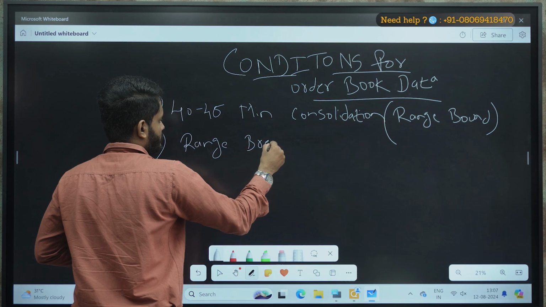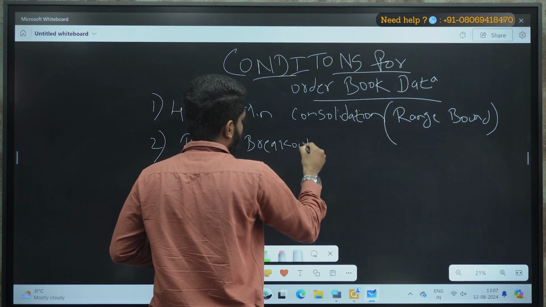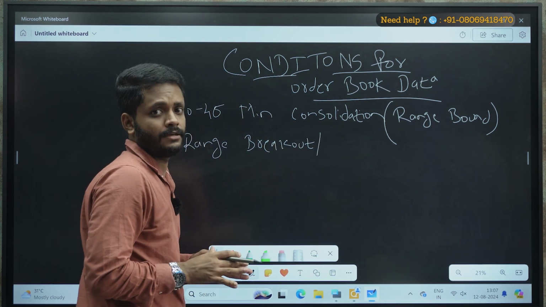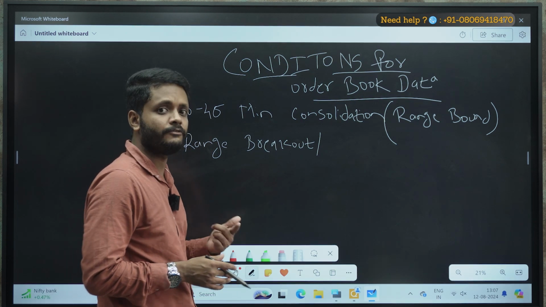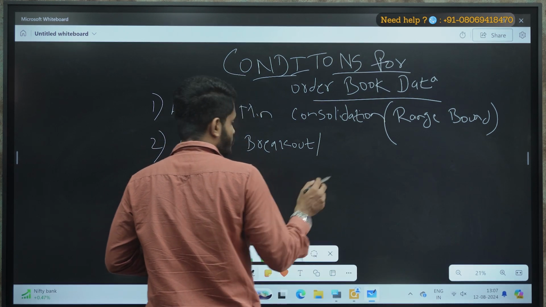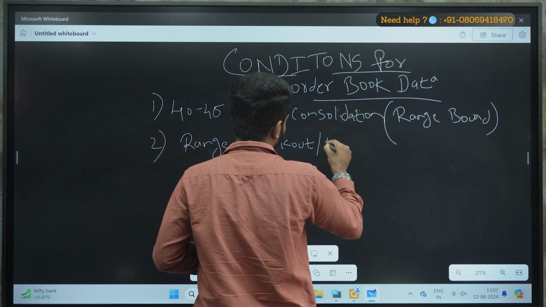Now the second one is we have to wait for a range breakout. Do not anticipate anything. Let the system trigger the trade, then we will go and initiate it. So the second point is range breakout or breakdown.